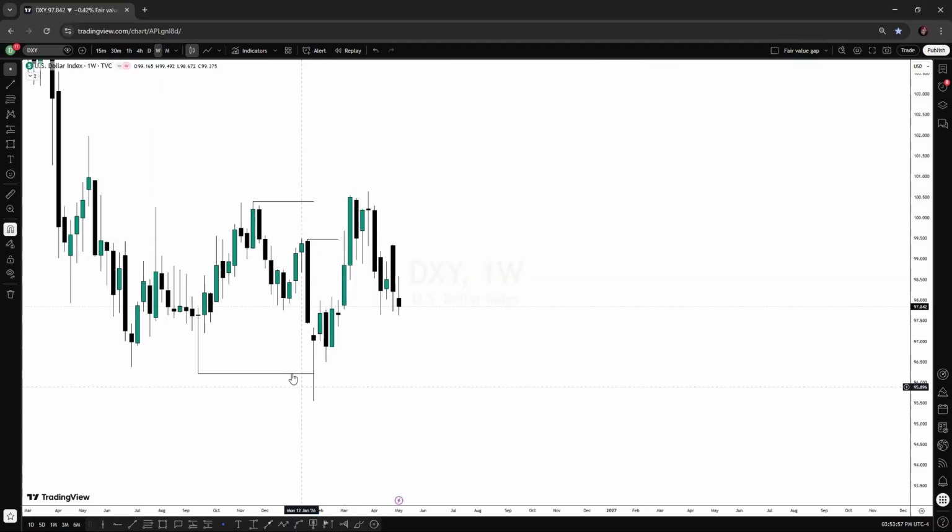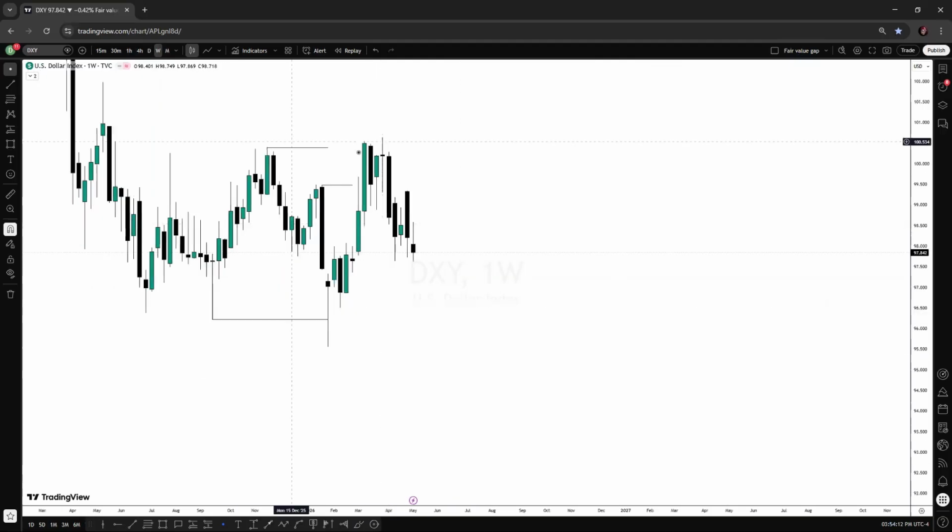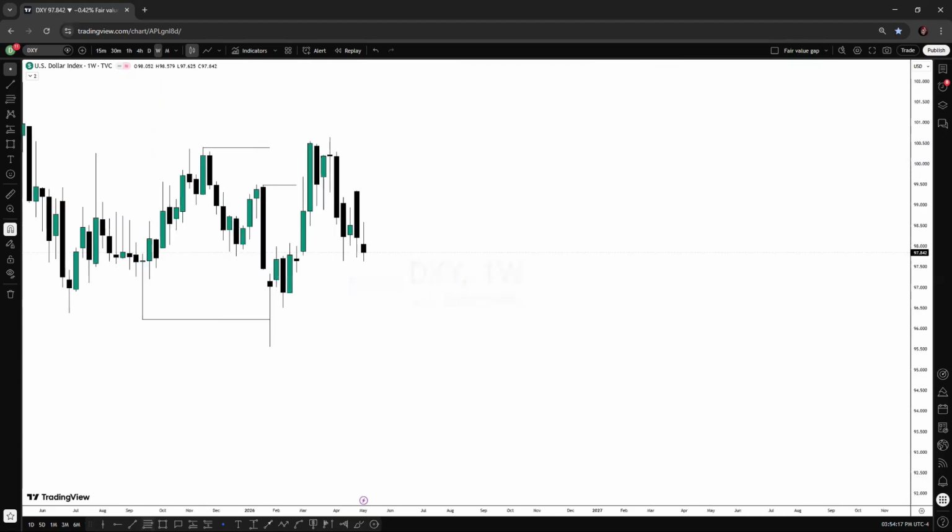So we have that. We have a liquidity grab here. And then we have the market giving us a clear intention that the market wants to buy. Okay, so do we have any other block that has not been mitigated after we had that market structure shift? Yes, we do. We have this other block right here that has not been mitigated.